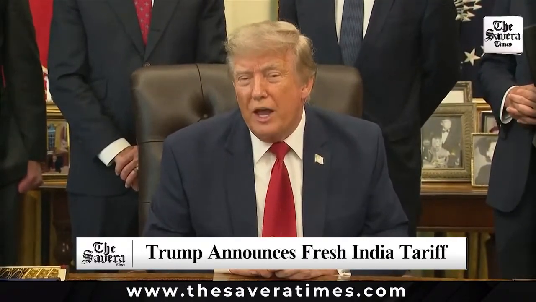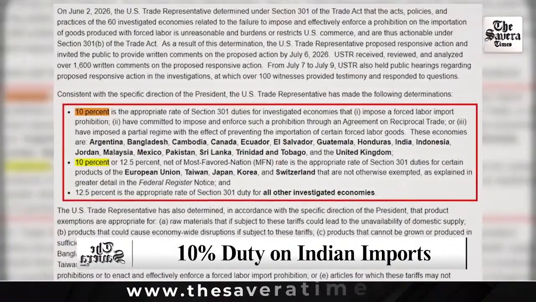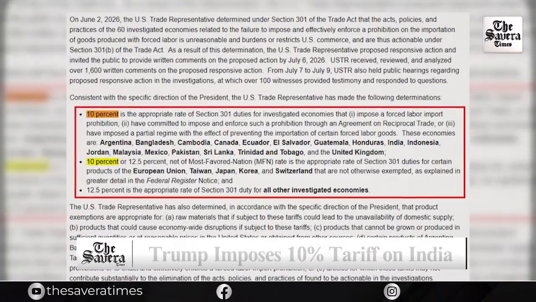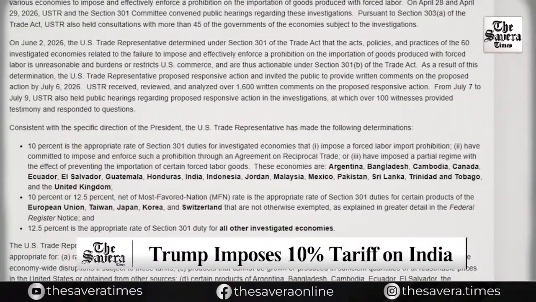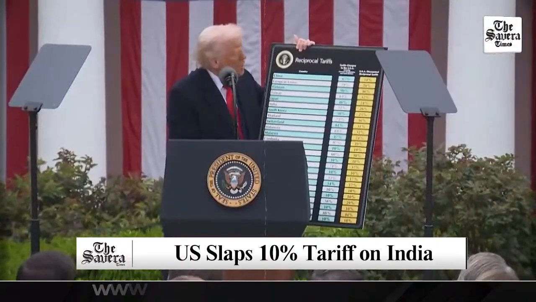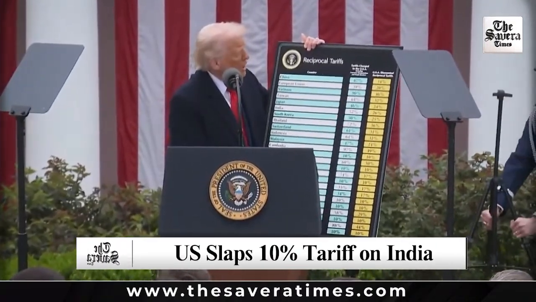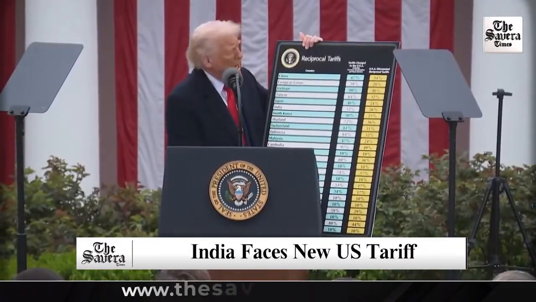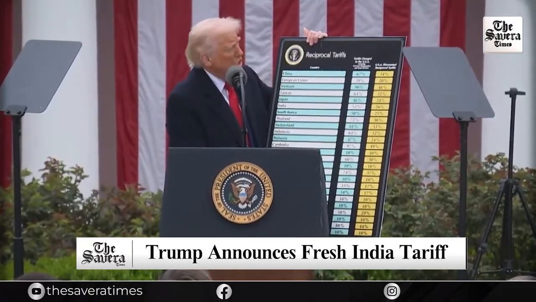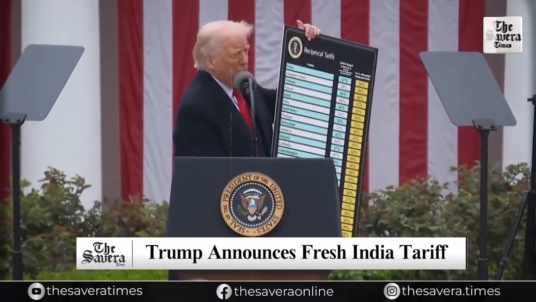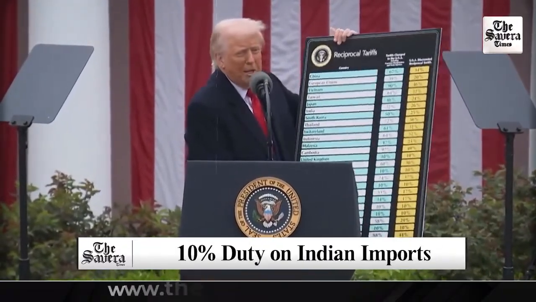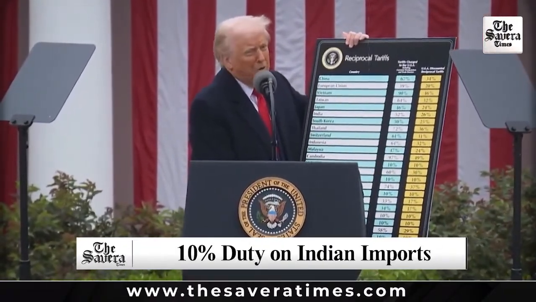The decision was announced through a memorandum that was issued by President Donald Trump. He said that nations that have taken concrete steps to prohibit imports made using forced labor deserve a lower tariff rate, adding that the revised tariffs are intended to encourage stronger enforcement while continuing efforts to combat forced labor in the global trade.